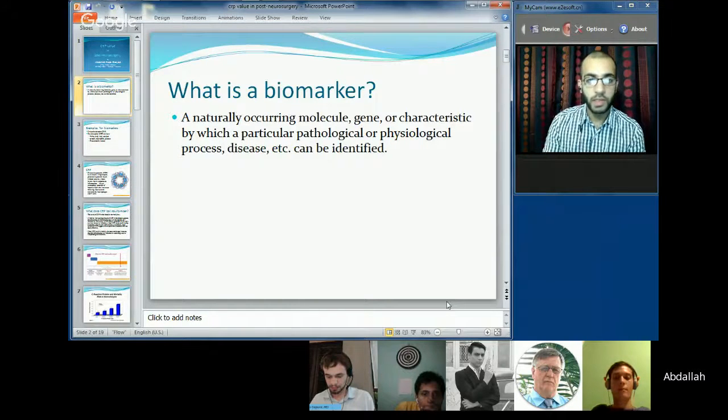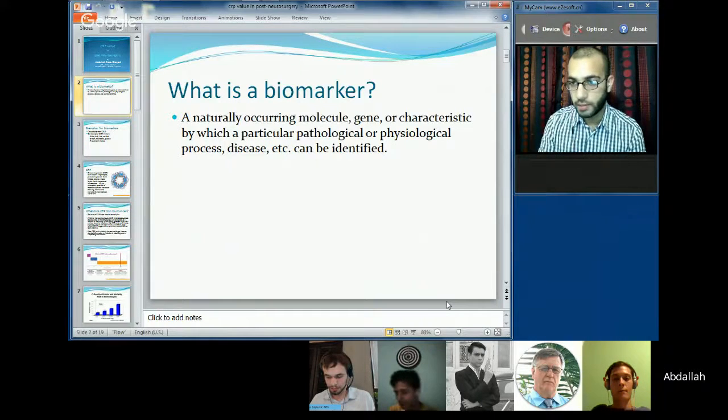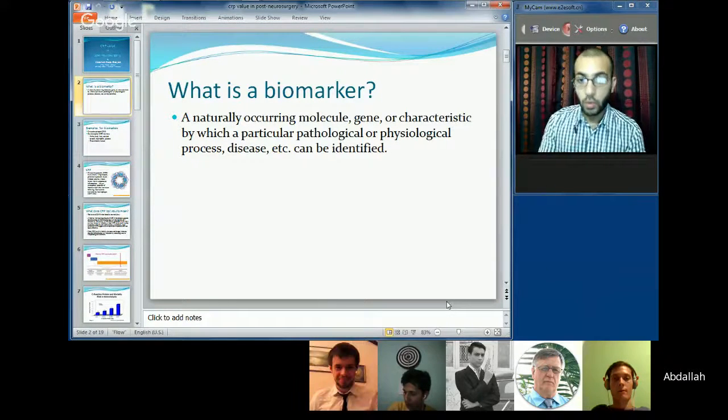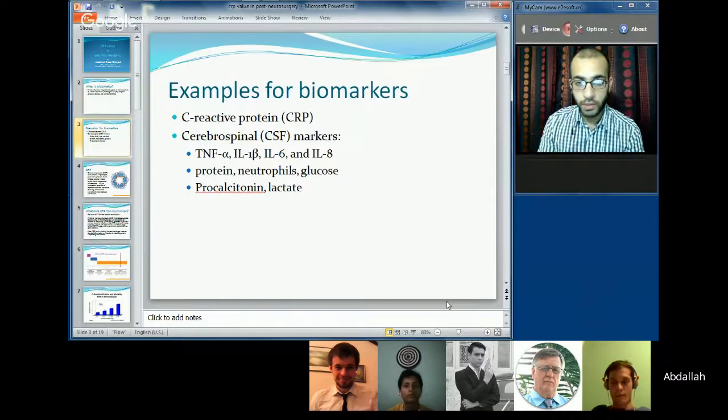A biomarker is a naturally occurring molecule, gene, or characteristic by which a particular pathological or physiological process, disease, etc., can be identified. So that means that it's a thing that naturally occurs in the human body that we can use to identify something unusual or pathological or even physiological that happens inside the body. So it's not something artificial that we introduce in the body, but it's something that's already there. Examples of biomarkers include the C-reactive protein that we're going to talk about today.